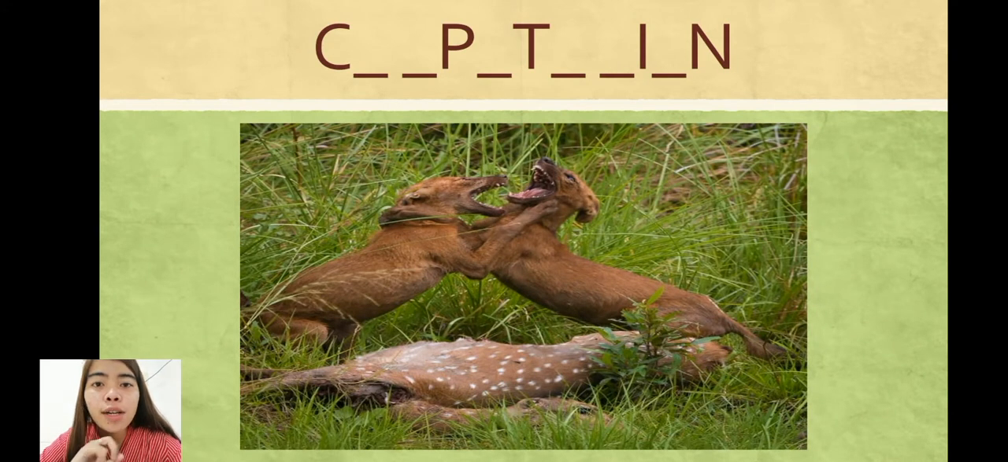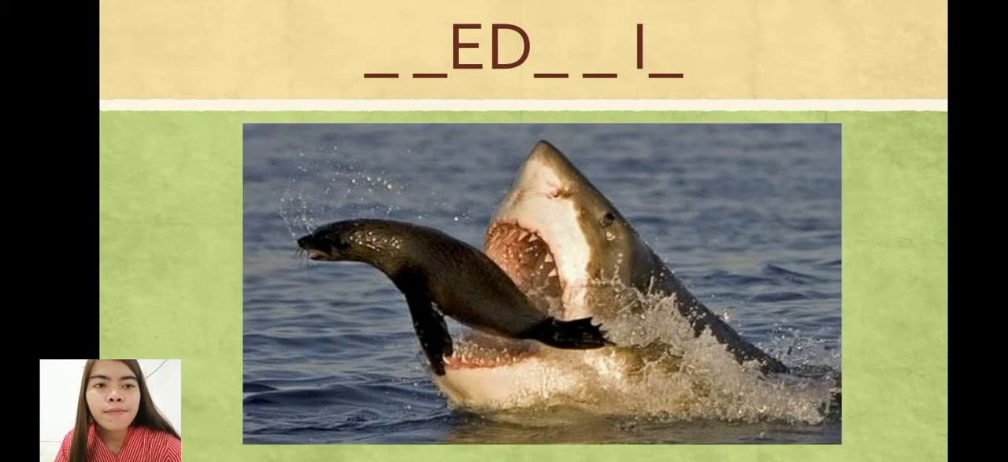Okay, you can see two organisms fighting with each other. Okay, 5, 4, 3, 2, 1. Use the letters as clue. Okay, next we have this one. A shark and a seal. The shark is trying to attack the seal. Use the given clues, the letters as clues. Okay, 5, 4, 3, 2, and 1.